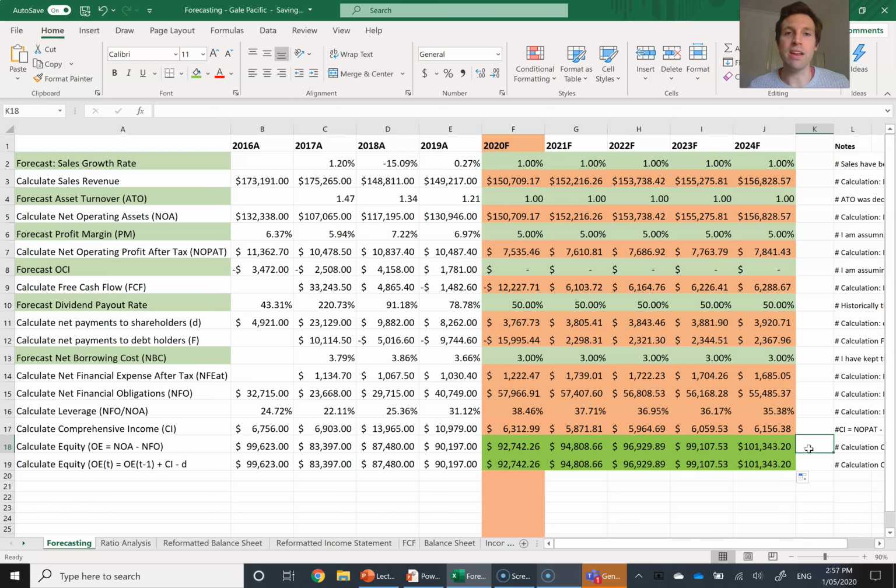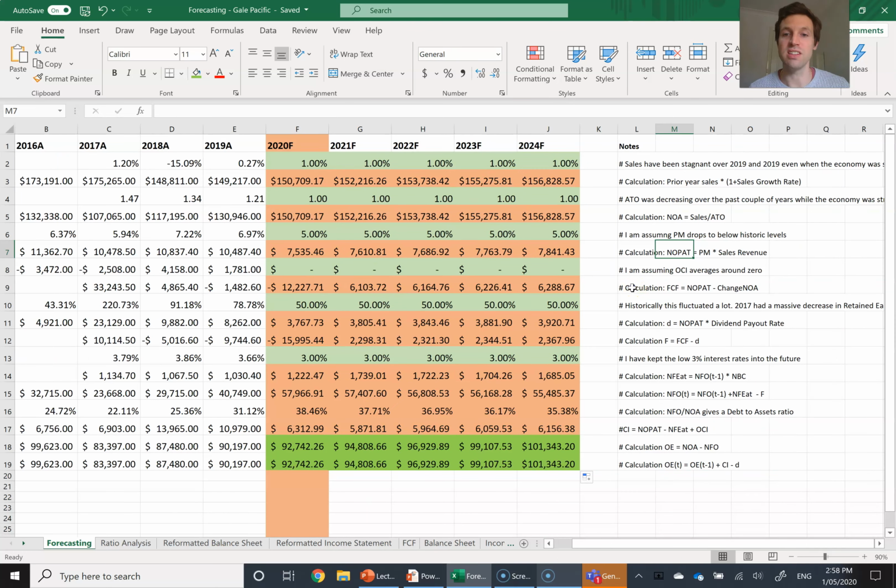Please remember, my forecast numbers are in green. These are the numbers that you have to make up based on your knowledge of the company, based on the historic trends, economic trends, industry analysis, strategy analysis, and prior ratio analysis. These numbers in green are the ones that you get to choose based on your best estimate of the future. The numbers in orange are all calculated based on these particular formulas that are listed next to them.